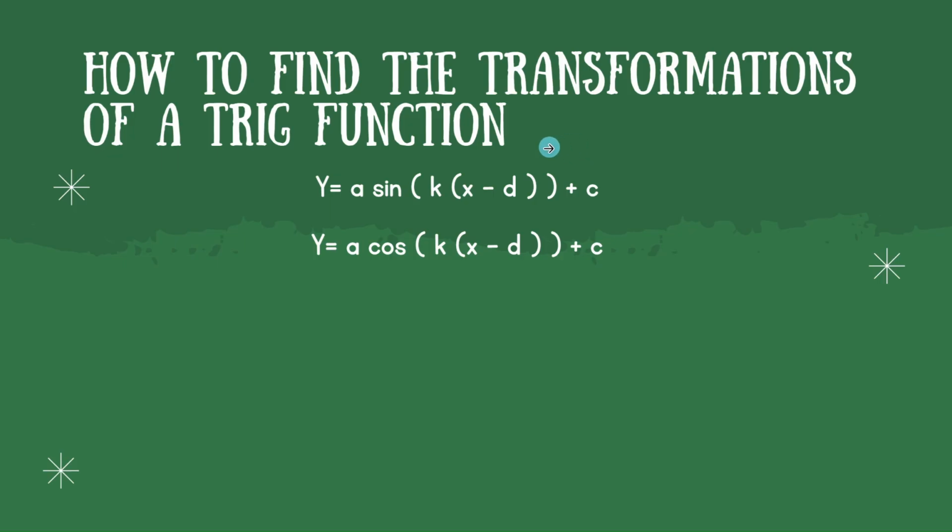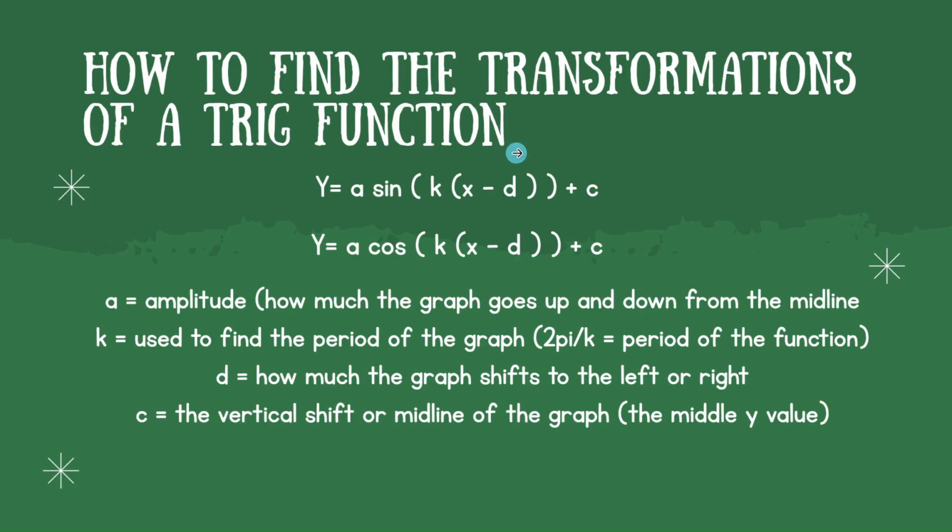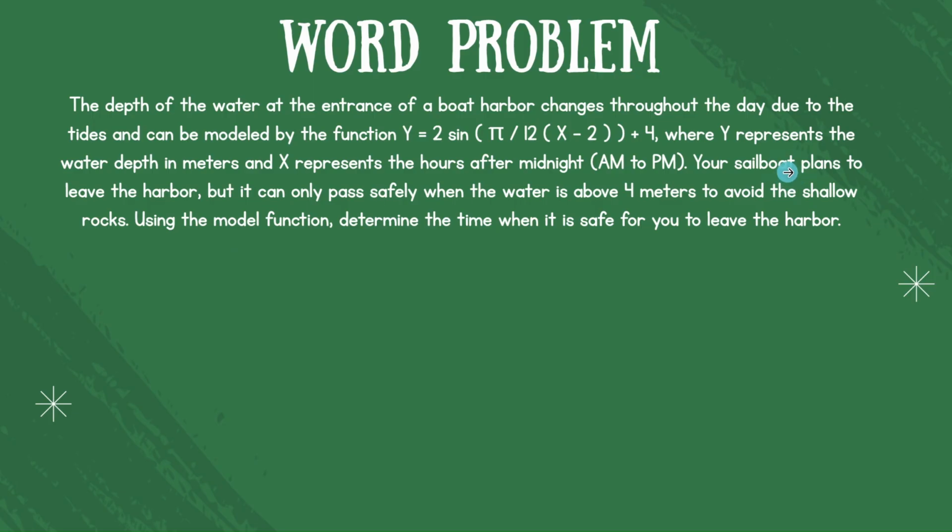How to find the transformations of a trig function. This is a sine function and this is a cos function. As you can see, there is a, k, d, and c, and we need to find those to graph the functions and to see what changes. So a stands for amplitude, how much the graph goes up and down from the midline. K is used to find the period of the graph by using this formula right here. And D is how much the graph shifts to the left or right, and C is the vertical shift or midline of the graph, the middle y value.